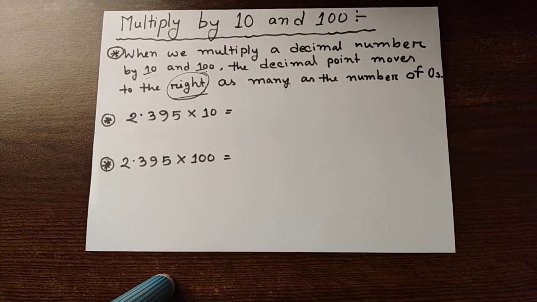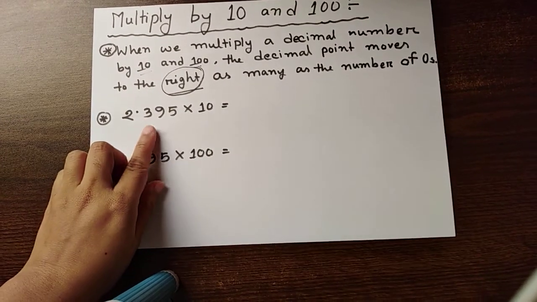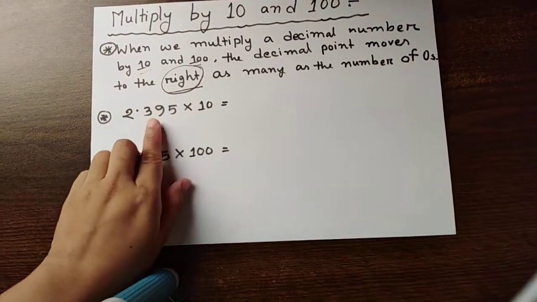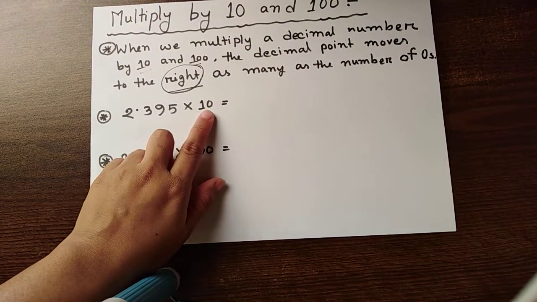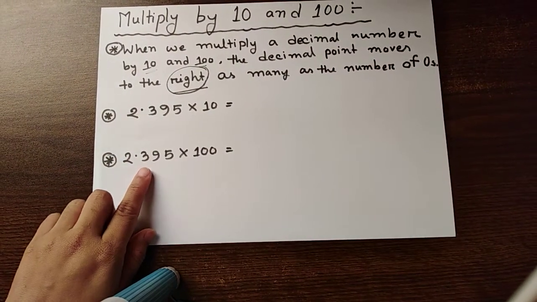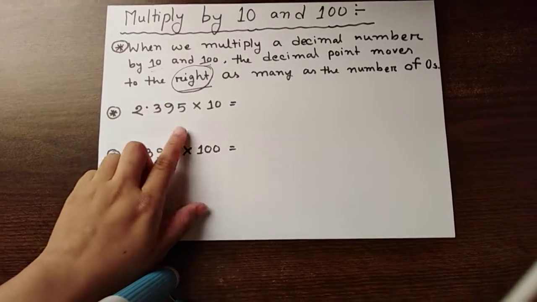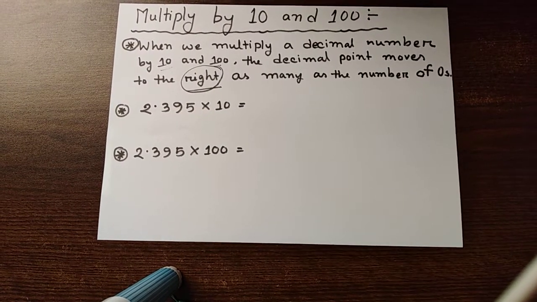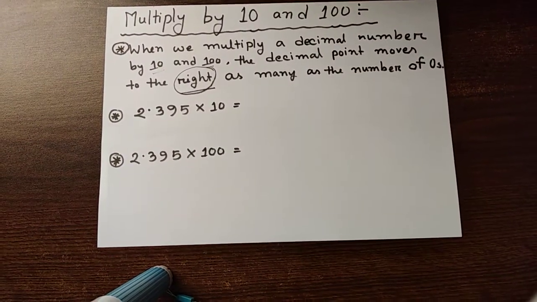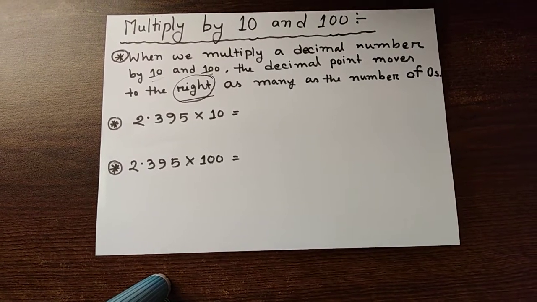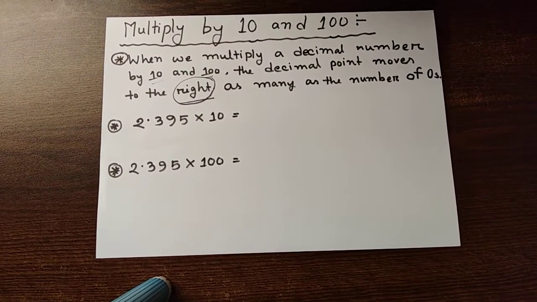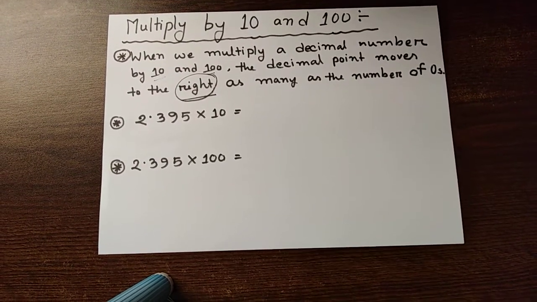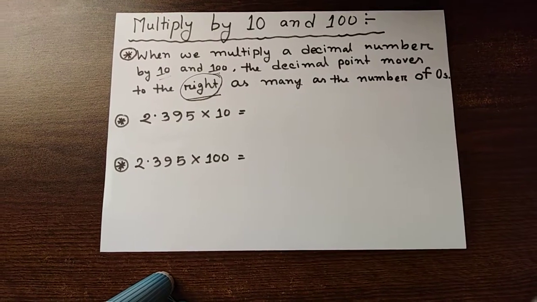Here I am taking a decimal number, that is 2.395, and then I will multiply this number by 10 and then I'll multiply this number by 100. Let me show you how to do the multiplication by 10 and 100. First of all, we know that when we multiply the decimal number by 10 and 100, the decimal point moves to the right as many as the number of zeros.